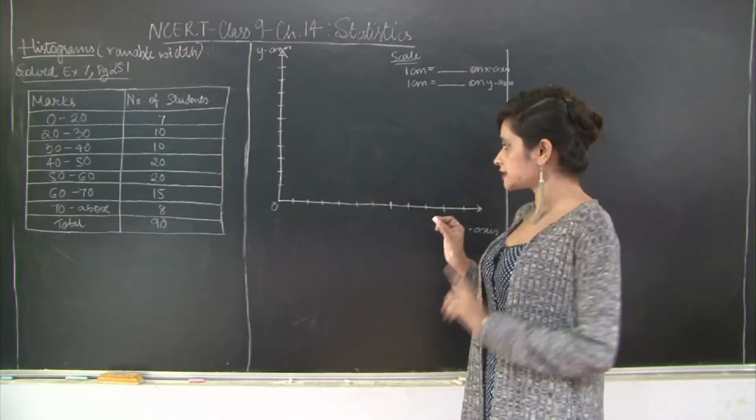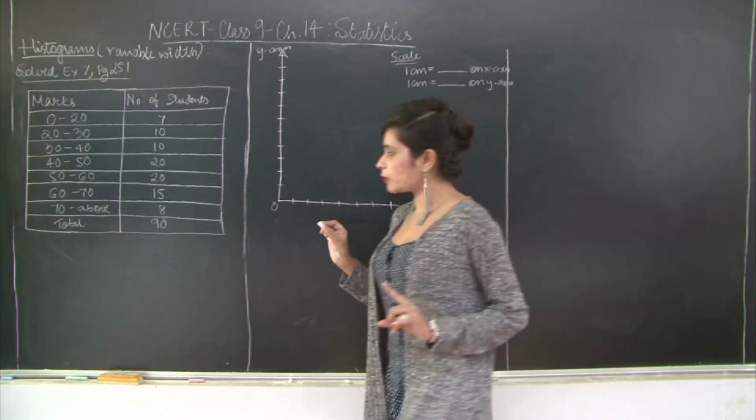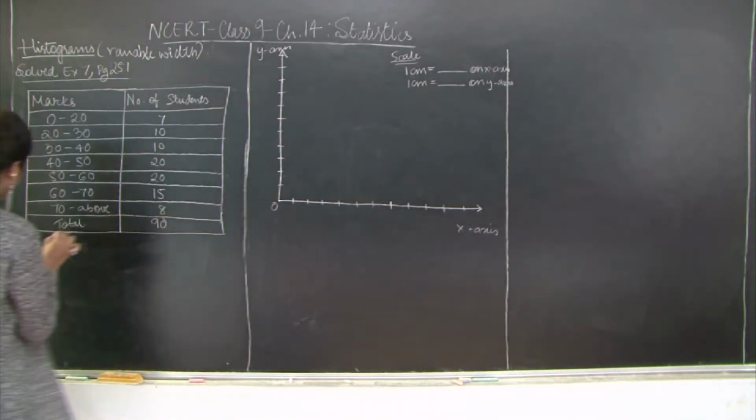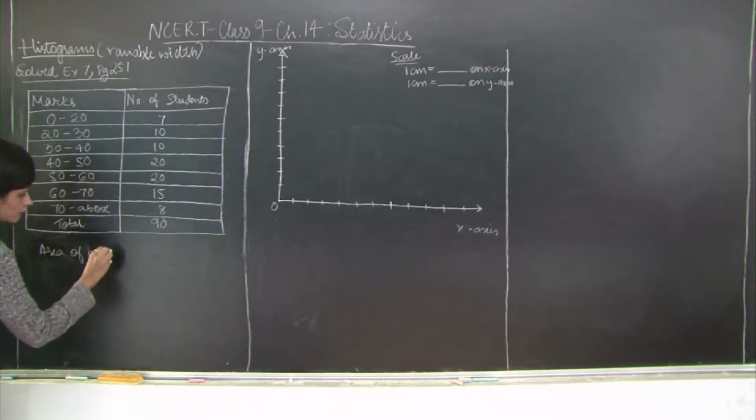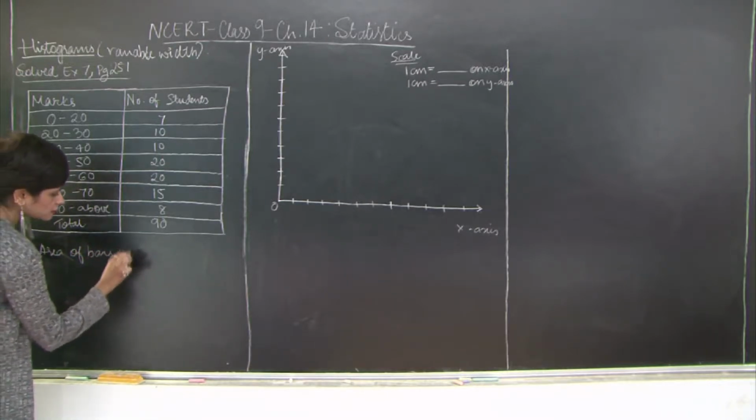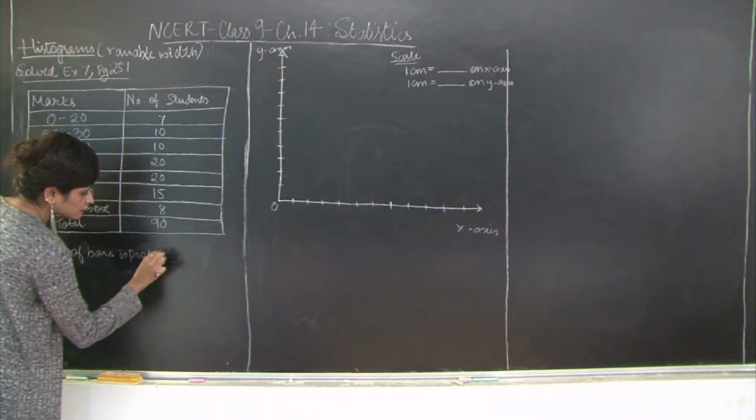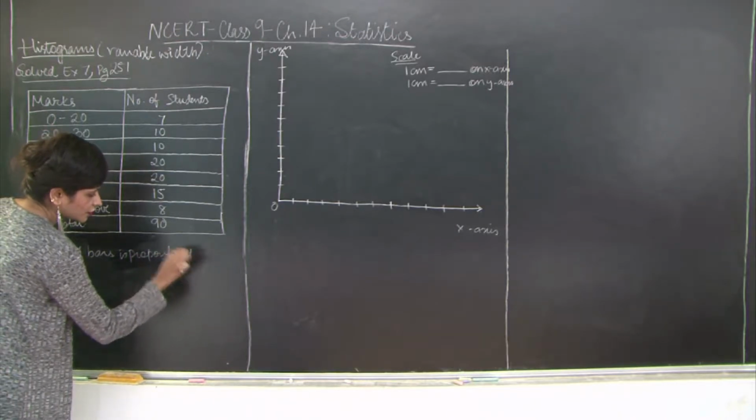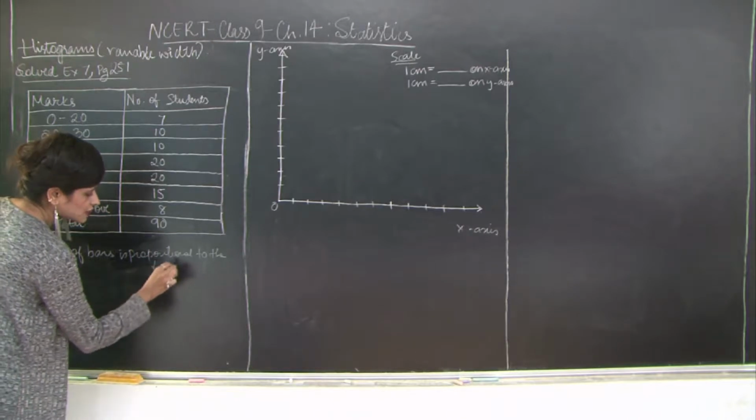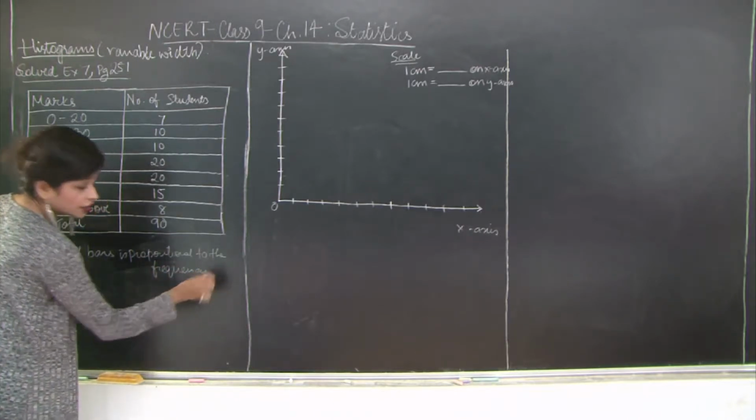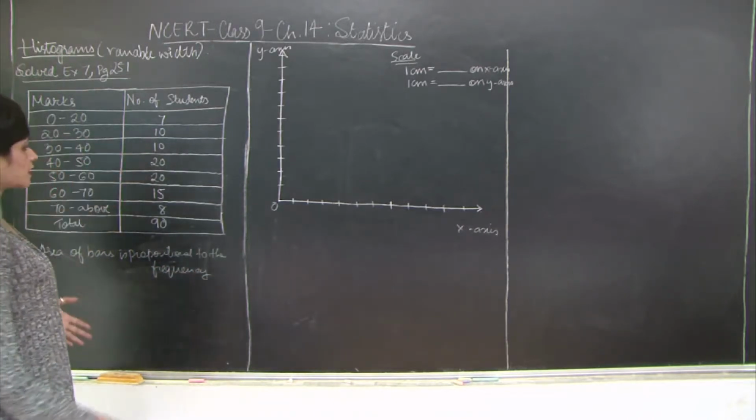Before getting started with the histogram, please remember one thing, that the area of the bars is proportional to the frequency. Frequency of what? The class interval. Okay, so let's get started with this.